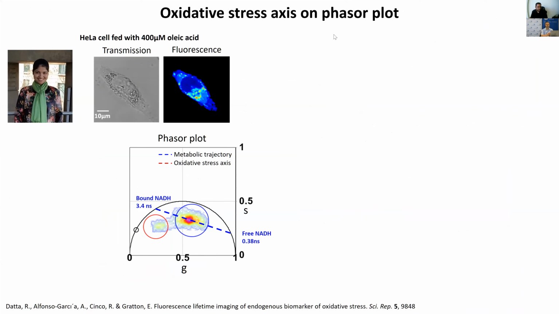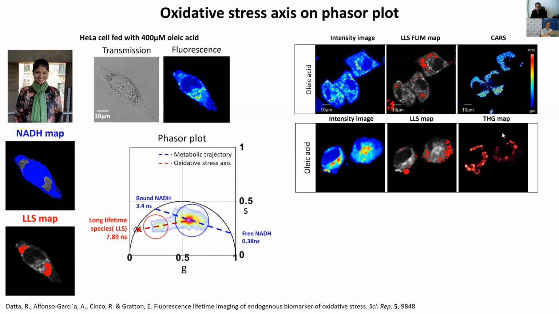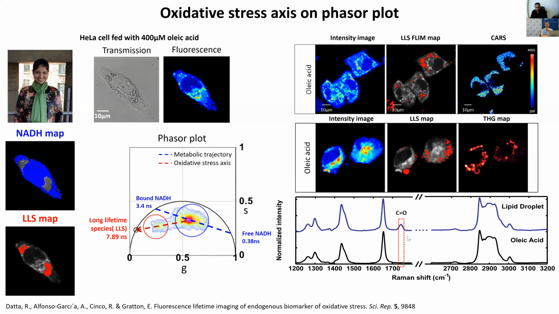We can see oxidative stress. So this is Rupsa's work, and these are transmission fluorescence images. She was dealing with cells which are fed with oleic acid, and she saw this different behavior which is different than the metabolic trajectory. So you can just color code them. However, when she did coherent anti-Stokes Raman spectra or third harmonic generation, which looks at lipid droplets, you can see these signals are co-localized within the lipid droplets. And this is coincident, as shown by Raman, with the triglyceride peak.